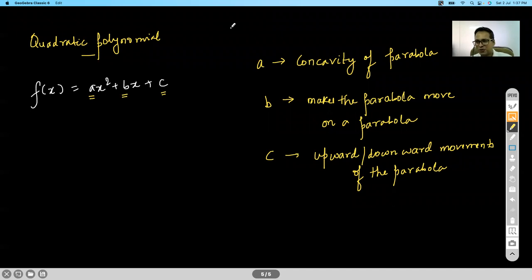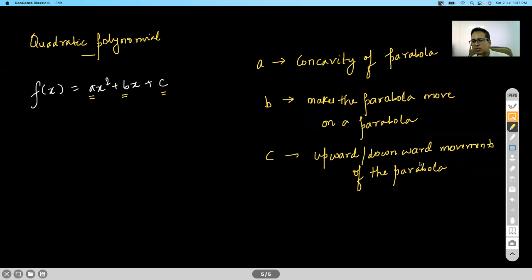Now I can do a PhD on this topic, right? But that's not what we are here for. We are here for learning its domain and range. So this topic anyways will be covered under complex numbers and quadratic equations. So we'll come back again to this. This is a very big topic for us in class 11th.